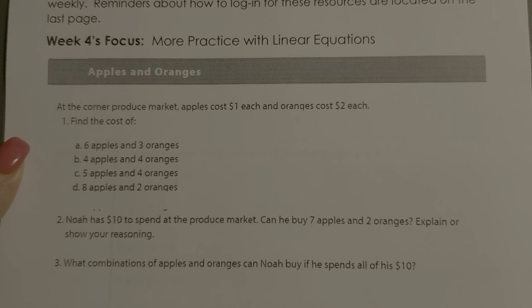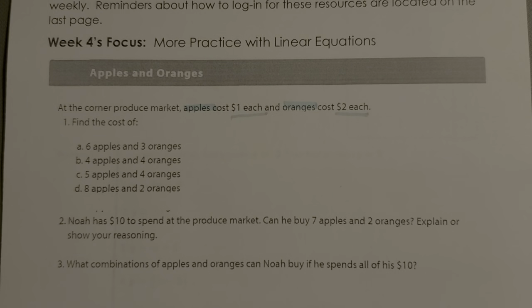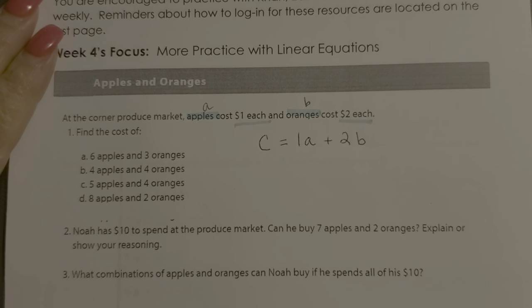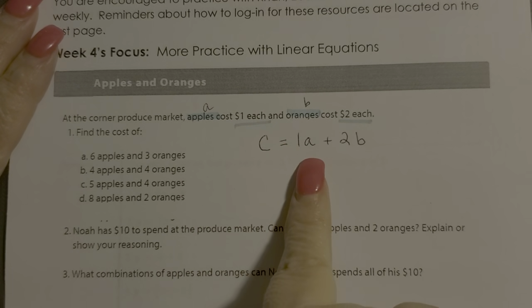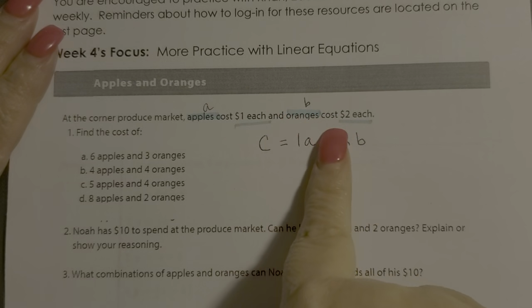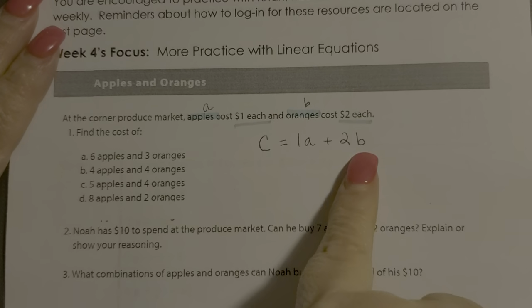We're up to week 4's focus on more practice with linear equations. Our first question says, at the corner produce market, apples cost $1 each and oranges cost $2 each. Find the cost of, and then it gives us several combinations of apples and oranges. So what I'm going to do is set up an equation that shows the cost is equal to $1 times each apple plus $2 times each orange. I'm using B for orange because O is not a good letter.